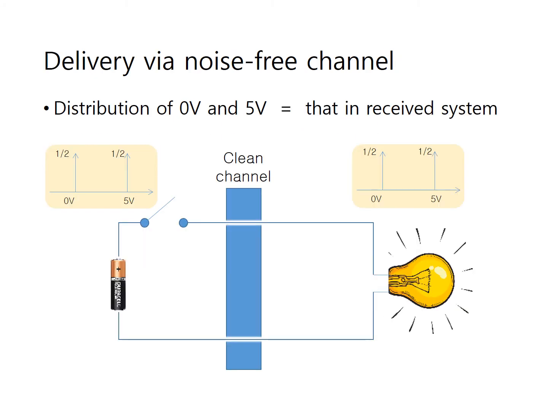If there is no noise in the channel, when we send 0 and 1 separately with 0 and 5 volt, the receiving side also receives 0 and 5 volt respectively. In the case of random data, 0 and 1 appear with the same probability. So in the probability distribution, the probability of 0 volt will be 0.5 and the probability of 5 volt will be 0.5 on both the receiver side and the sender side.